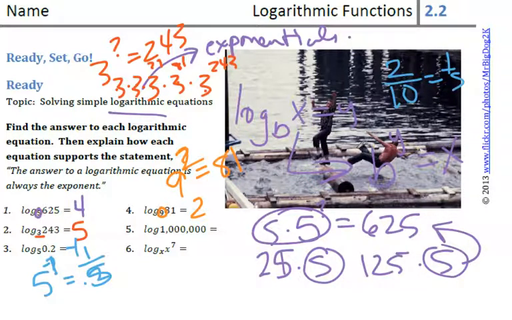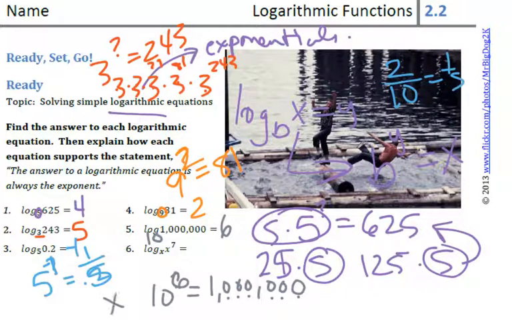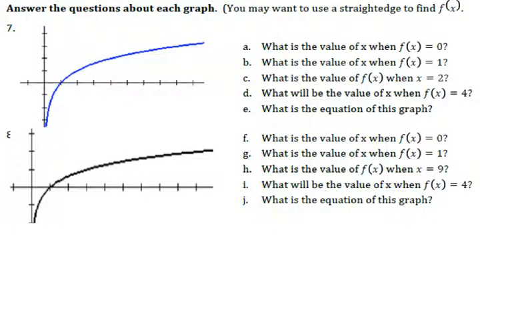Number 5, we've got log with no base. Remember, that's like log base 10. So 10 to what power is 1,000,000? Remember, count the zeros: 1, 2, 3, 4, 5, 6, and there you go. And finally, log base x of x to the 7th: x to what power equals x to the 7th? Obviously, that has to be 7. Alright, now let's take a look at some graph ones.